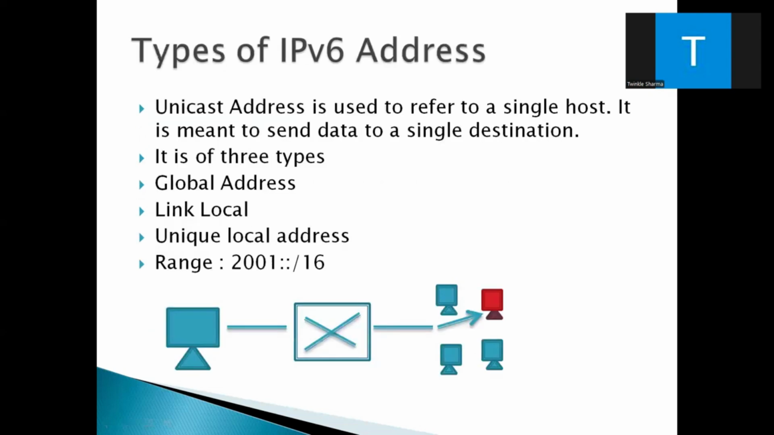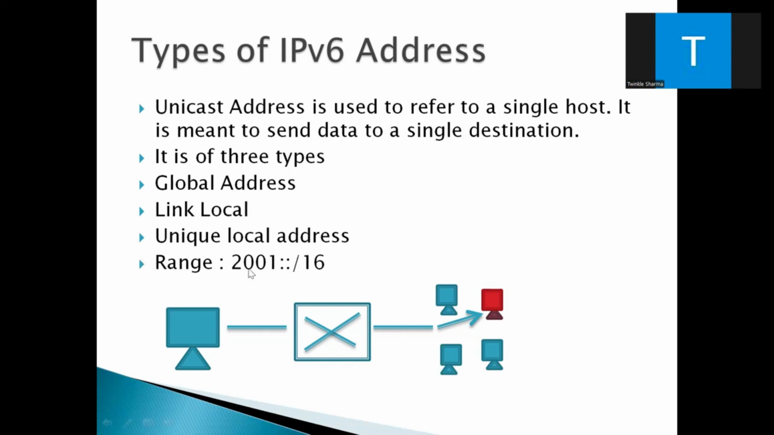Types of IPv6 address. We have three types of IPv6 address: unicast, multicast, anycast. Unicast also has three types: global address, link local address, unique local address. Then we proceed with the unicast address. A unicast address is used to refer to a single host. It is meant to send data to a single destination.